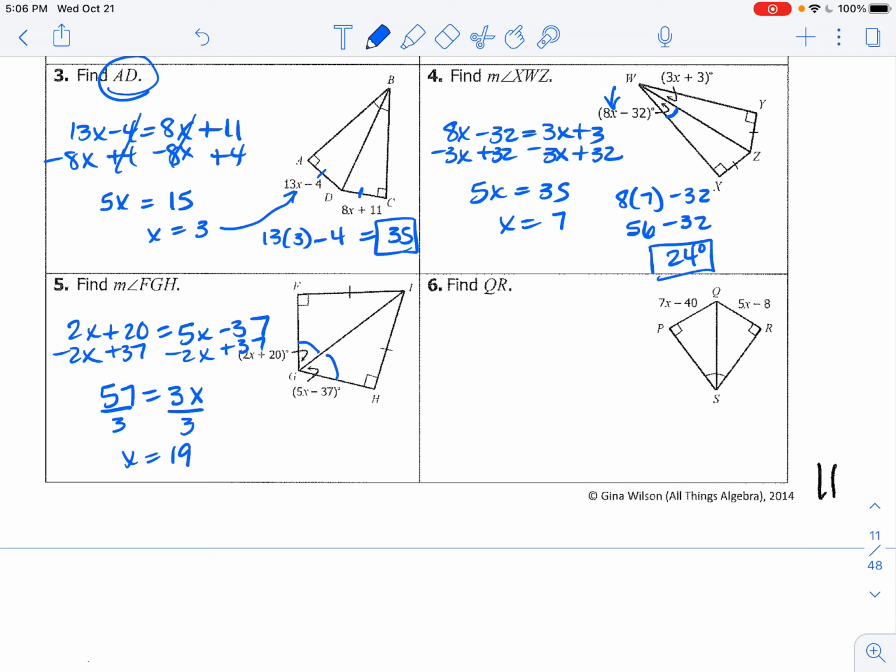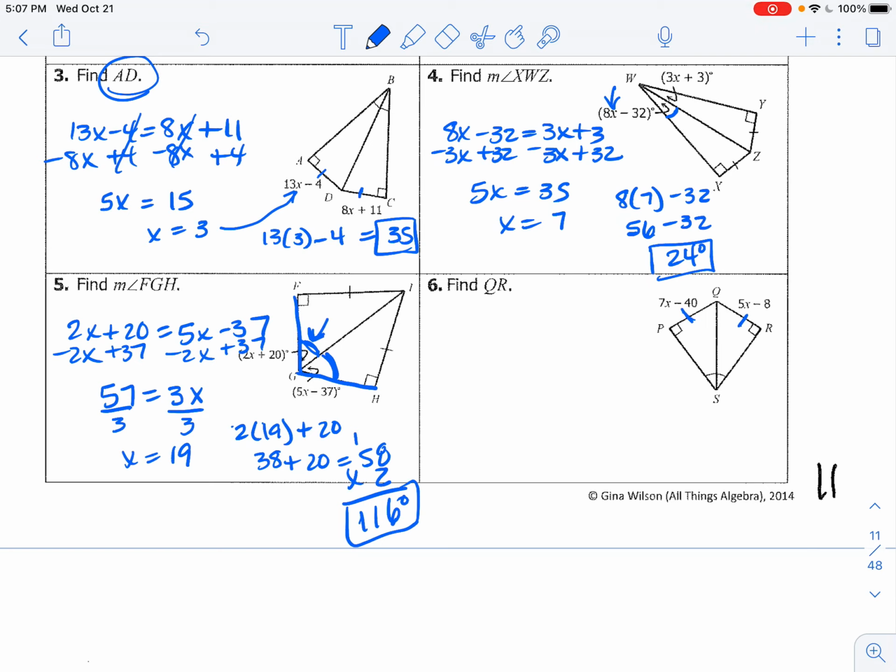If I want to find the measure of that angle FGH, that is this big angle here. We can sub it in for either of the x values, so I'll just plug it into this first one. 2 times 19 plus 20, that's 38 plus 20 is 58. But that's just this angle here. I need to double it to find the bigger angle. So if I multiply by 2, we get 116 degrees.